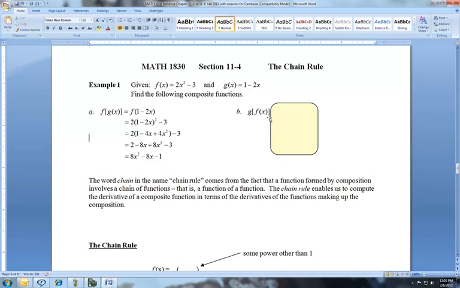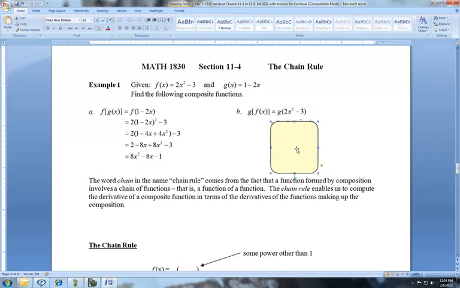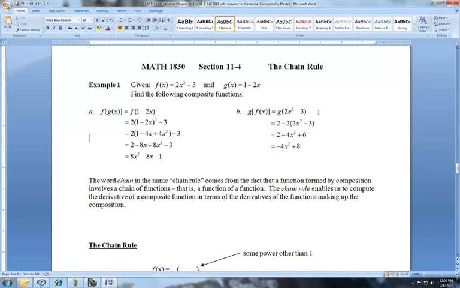The next example I've got is g of f of x. So first I'm going to go get f of x because that's on the inside. So that would be my 2x squared minus 3. Now, using parentheses and all, I'm going to substitute this in where I see x, which is right here. Distribute through the negative 2. Combine like terms. They're two different functions because I went two different directions to find them.